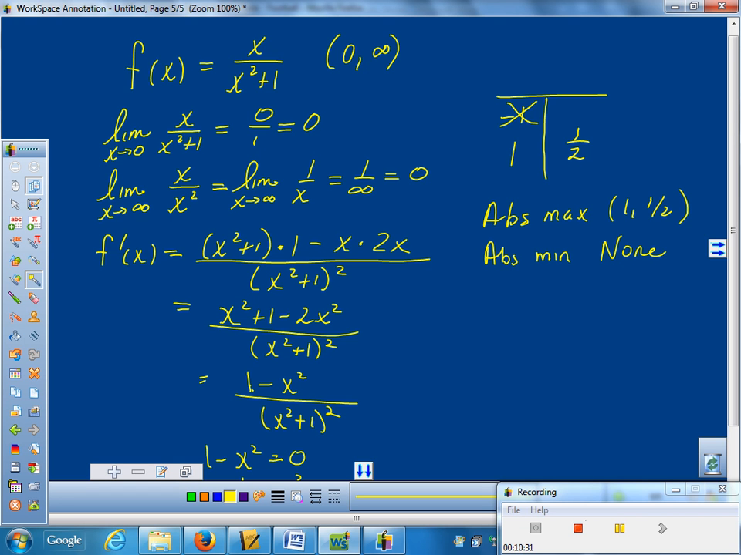Would it ever be possible to get like 2 absolute maximums? If they were the same y, yes. If they had the same y coordinate, at the exact same height, you could get 2 of something. It's not going to be a real common occurrence, but it could happen. Yeah, true, like a sine wave or something like that, where you get the same height several times.